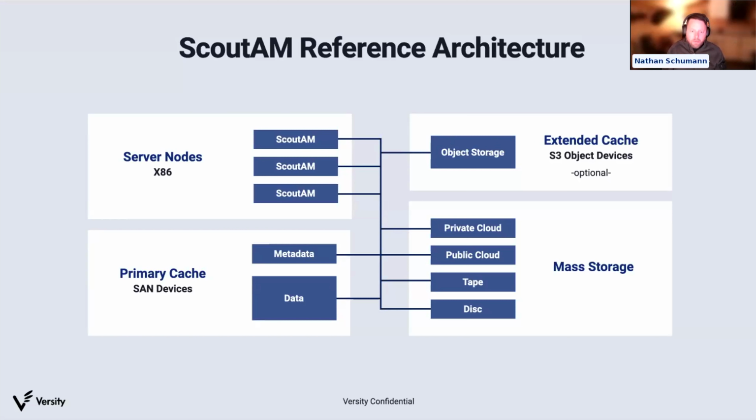The box here at the top, which is called extended cache, is something that is unique to ScoutAM. You could effectively think about it as a warm tier between what's typically all flash in the primary cache and the mass storage, which can be tape or cloud. We'd like to have an actively managed tier to be able to do read optimization for recently stored data. And that's what the extended cache provides. So it's another caching tier within ScoutAM that is actively managed.